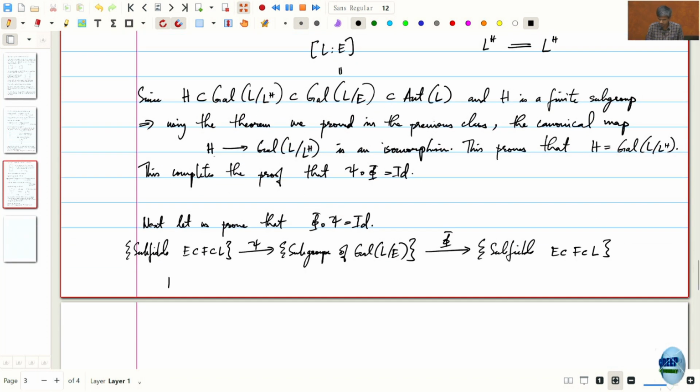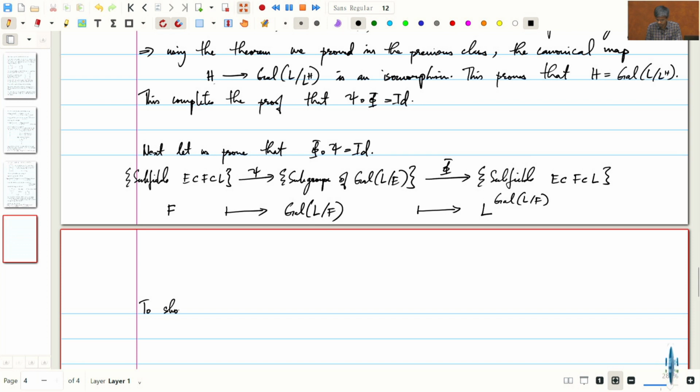Right, and what is this map? So we start with a subfield F, we send it to Galois L over F, and then this subgroup gets mapped to the invariants. I've just used the definitions of phi and psi. So to show that phi composed psi is equal to identity, we need to show that both these subfields are equal, F is equal to L Galois L over F.